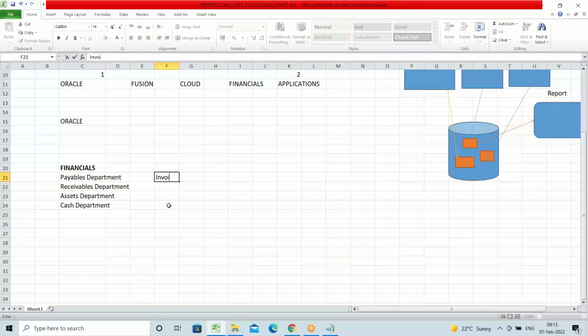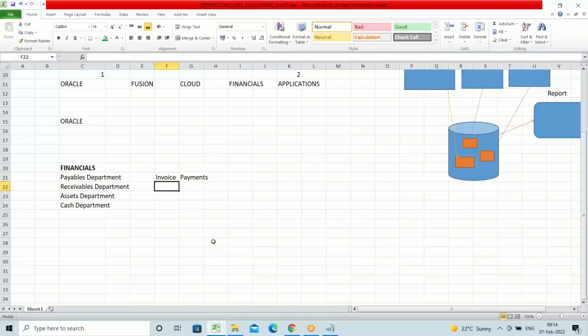invoices. We create invoices and we process the payments as a transaction. As data, we maintain the suppliers data and bank accounts data also. Payables department primarily records the invoices. If there is any purchase, whatever invoice we get from the supplier, they record the invoice and they process the payment.